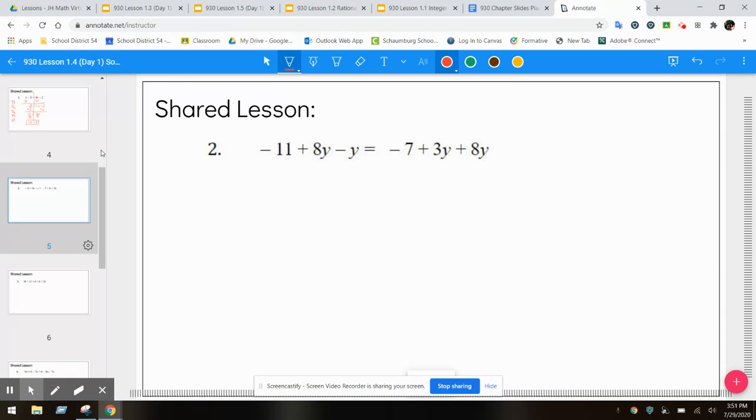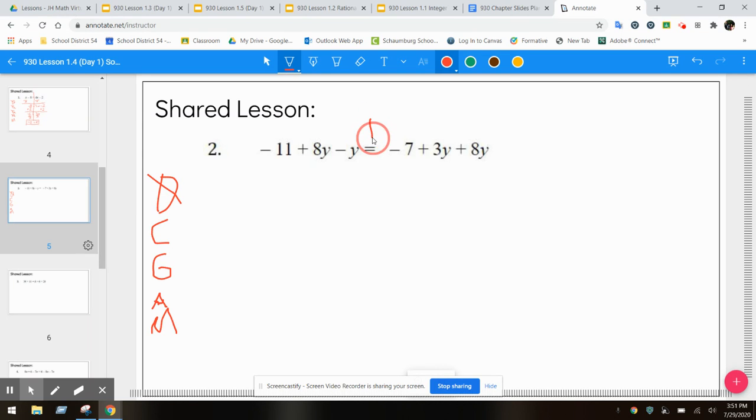Couple more steps in this one. Again, I'm going to write out my D, C, G, A, M. Follow those steps. Do I have to distribute anything? No, I get to cross it off. Do I have to combine any like terms? In this case, yes, I do.